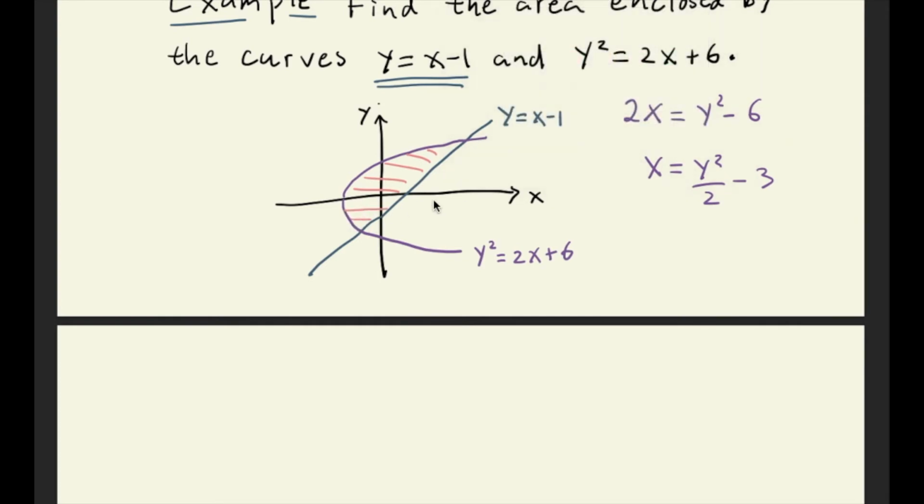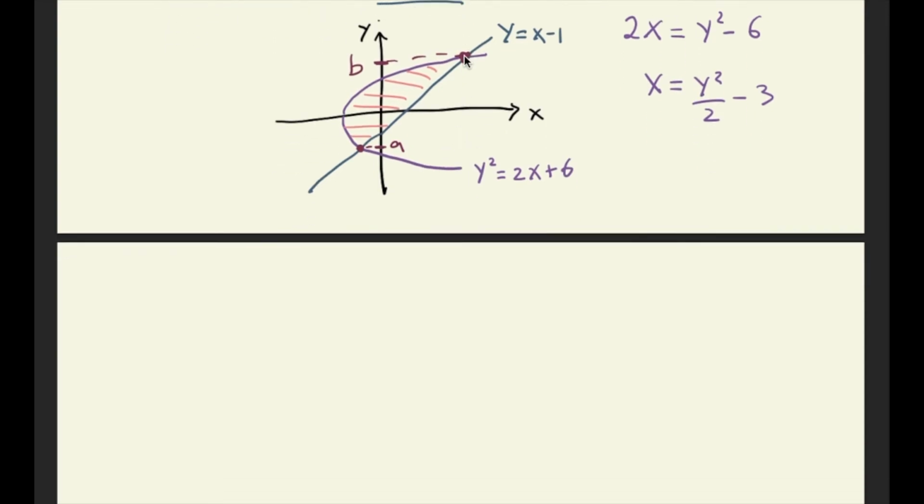But to compute the integral, we need to figure out what is the range of the y variable in this region, right? So we need to figure out what is this point, that's A, and then what is this point here, that's B. And how can we figure it out? Well, these points are the points where the two lines intersect, so they have to satisfy both of the equations at the same time. And so we can try to just do that to solve for them.